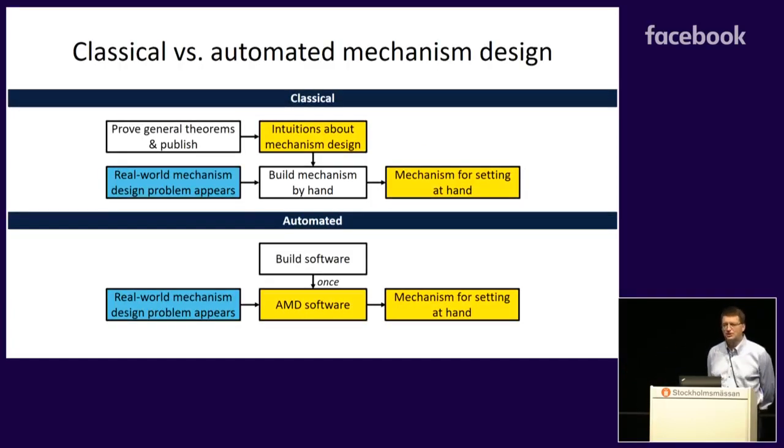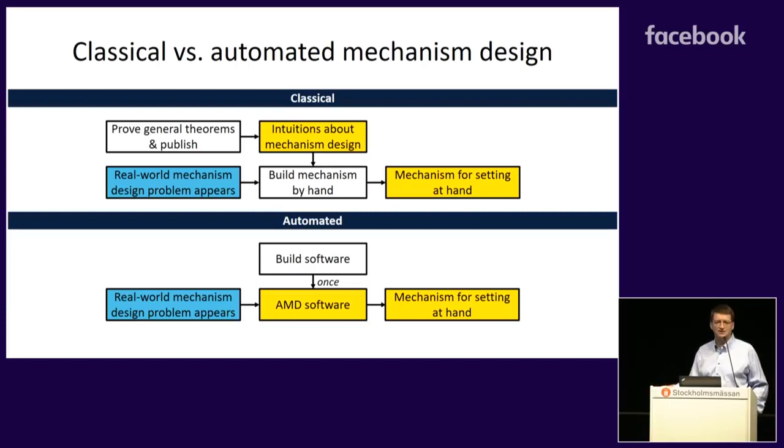All right, so here's a picture of classical versus automated mechanism design. In the classical approach, you prove general theorems, possibility results and impossibility results. For example, you might say, okay, for this class of setting, this mechanism accomplishes properties X. And for that setting, no mechanism accomplishes properties Y. Then you publish the results, and people draw intuitions from the results. And when they face a real-world problem, they apply the intuitions manually to build a mechanism that's somehow loosely motivated by the theory, and then they apply the mechanism to the setting at hand.